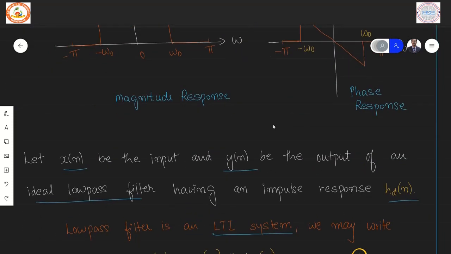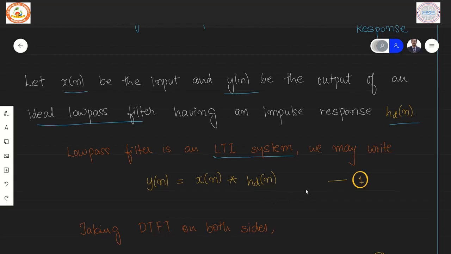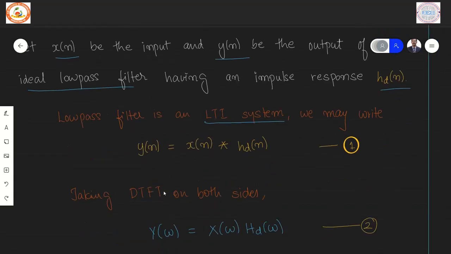Now, let x of n be the input and y of n be the output of an ideal low pass filter, which has an impulse response given by hd of n. Now, a low pass filter is an example of a linear time invariant system. Therefore, we may write y of n is equal to x of n star hd of n, where star is linear convolution. Call this equation number 1. Next, taking the discrete time Fourier transform on both sides, we get Y of omega is equal to X of omega into Hd of omega. The operation of convolution in the time domain becomes a multiplication in the frequency domain.